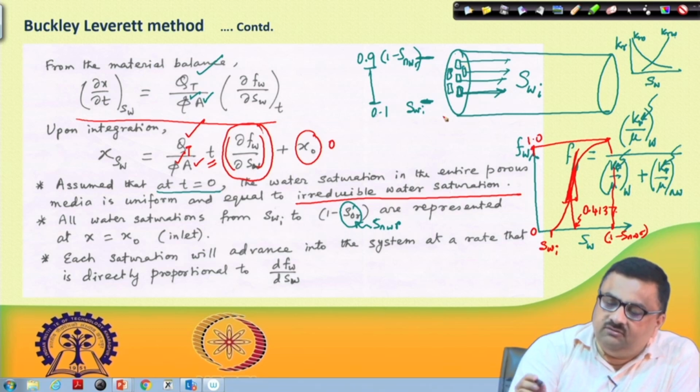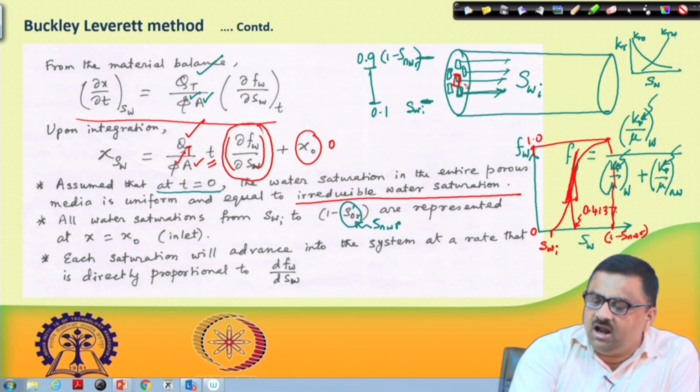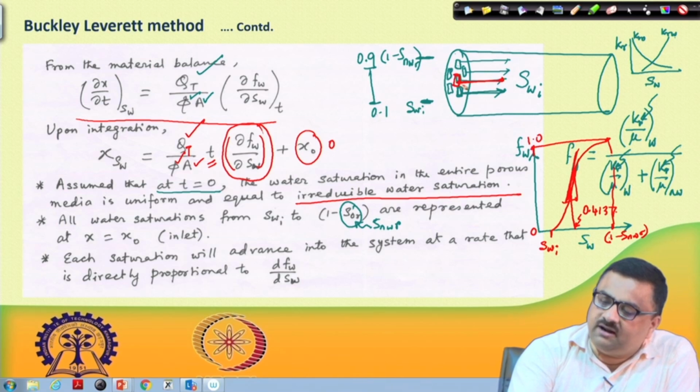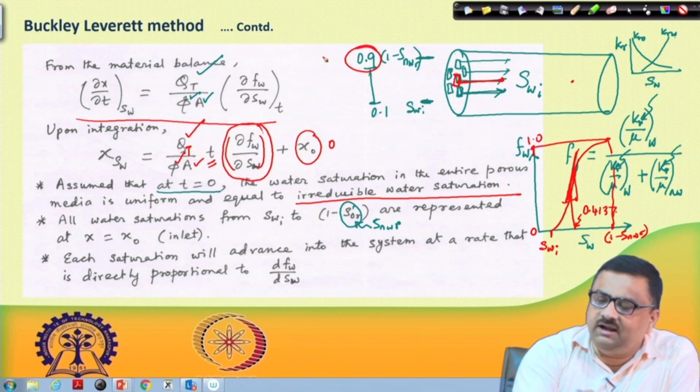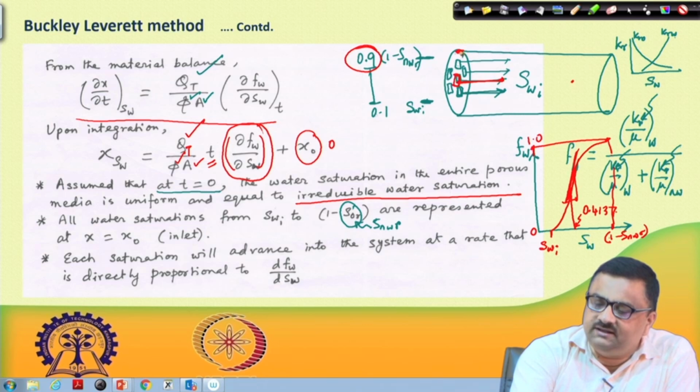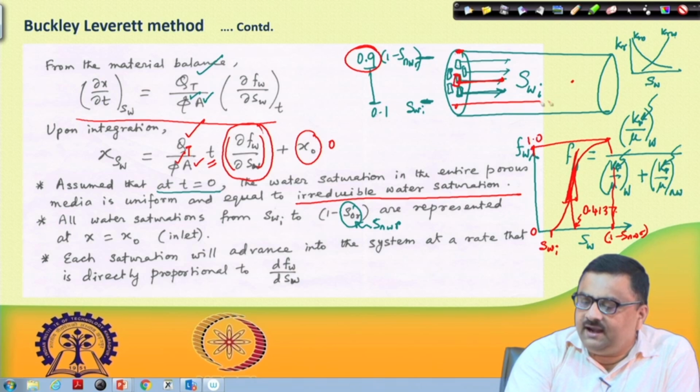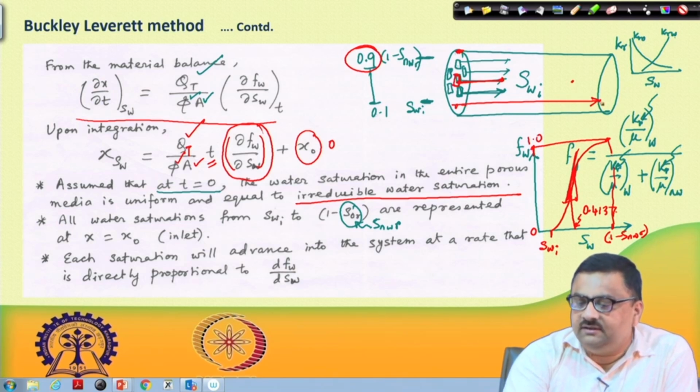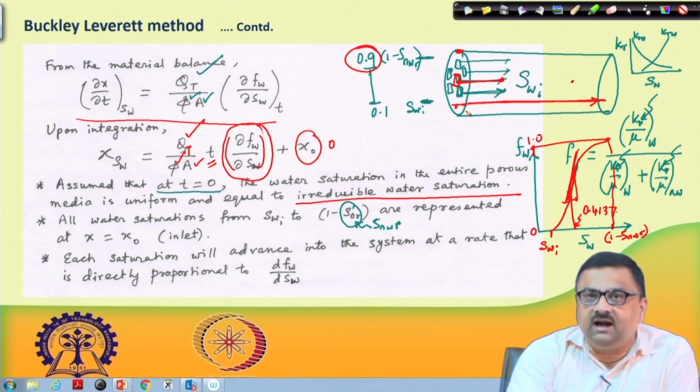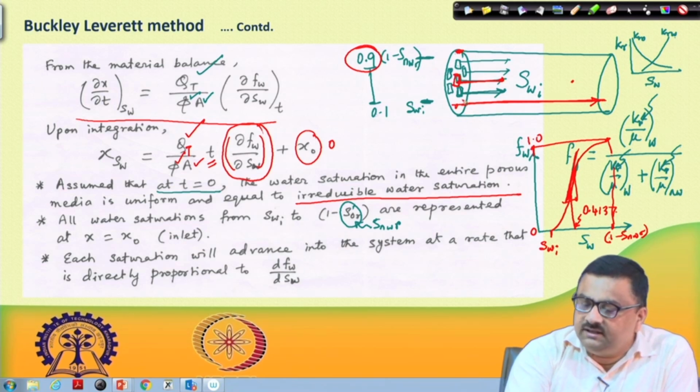So, now we can find out how far the saturation packet we are referring to, 0.4137, will travel over time t, because some saturation packets will travel far. For example, the saturation packet which is 0.9 would not travel anywhere, it would be almost here itself. Whereas you will find 0.1, the lowest, can travel all along, because this entire porous medium to start with had the initial saturation, and in between some packet will travel up to this much, some will be this much, some will be this much.